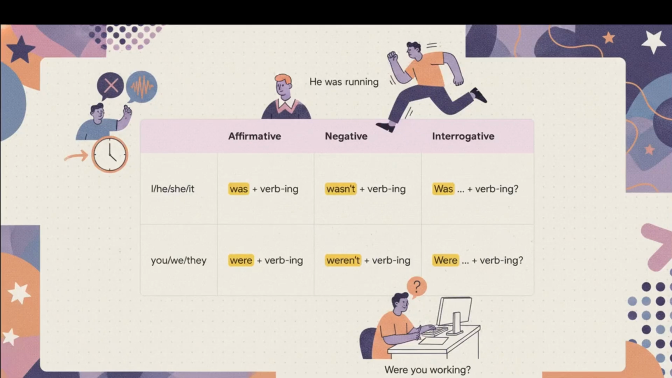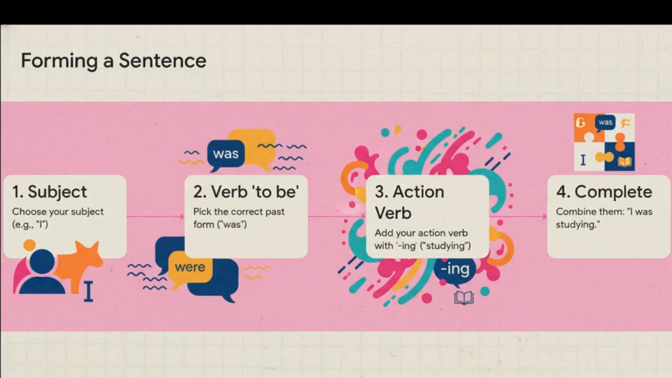Now, what's really cool about this is how simple the formula is. It's just two parts. You take the past tense of the verb to be, so was or were, and you add your main verb with an -ing at the end. That's it. He was running. They weren't listening. Were you working? See? Simple. Let's walk through it step by step just to see how a full thought comes together.